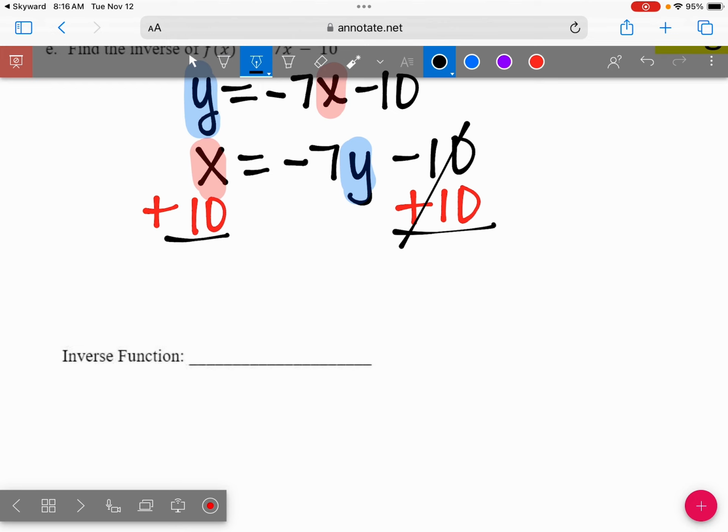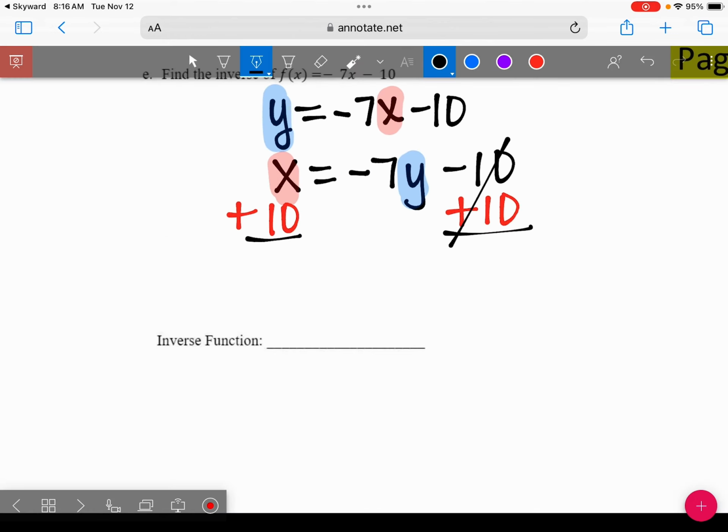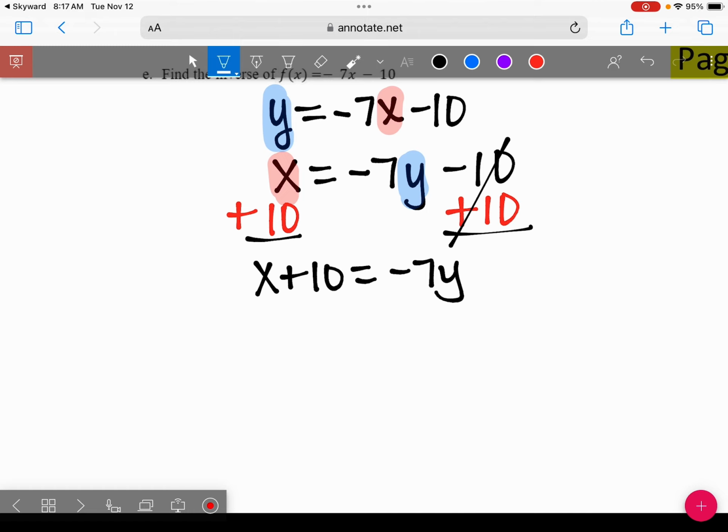So then that's going to give you, and I feel like I don't have enough space, but it's okay. So that's going to give you x plus 10 equals negative 7y. Go ahead and take this line off because I need more space. And then we're going to get rid of that negative 7. Yep, we're going to divide everything by negative 7. We're going to divide this term by negative 7, this by negative 7, and this by negative 7.